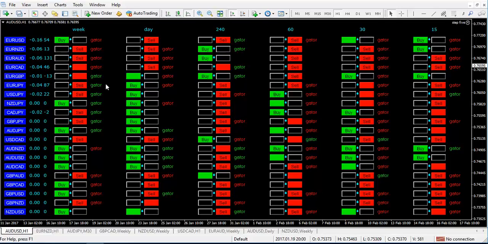If it's bearish, it'll be a downward 45 degree red angle. And if there is no divergent bar, you won't see anything. And divergent bars are somewhat rare.